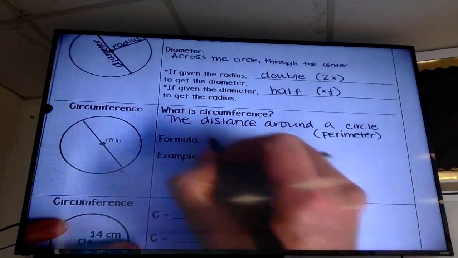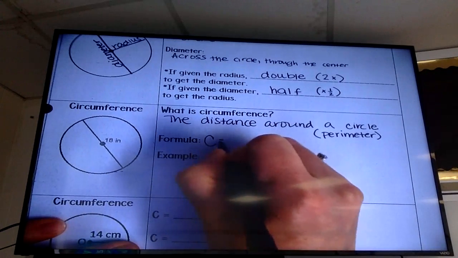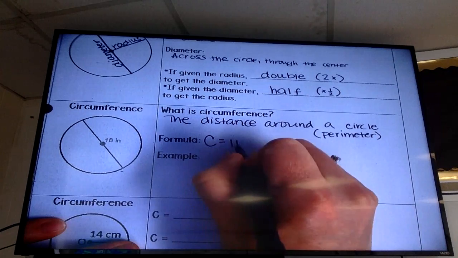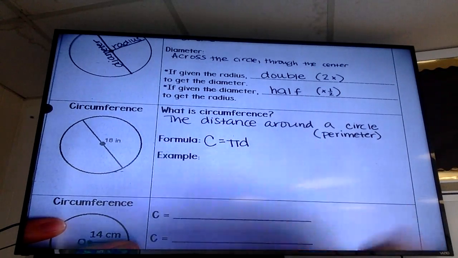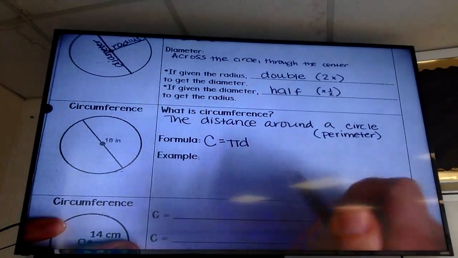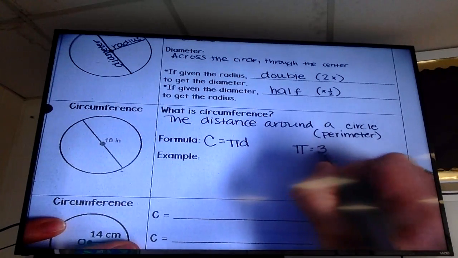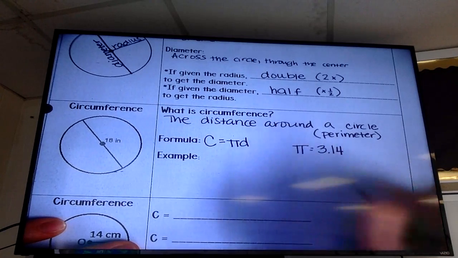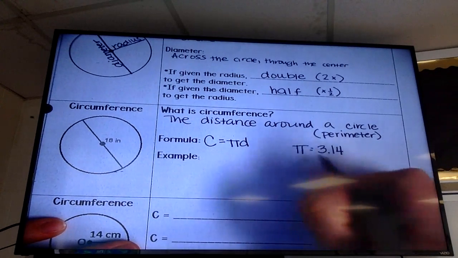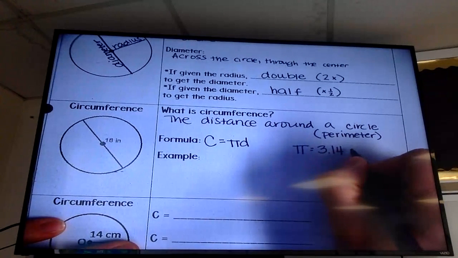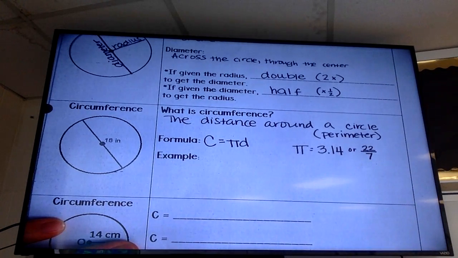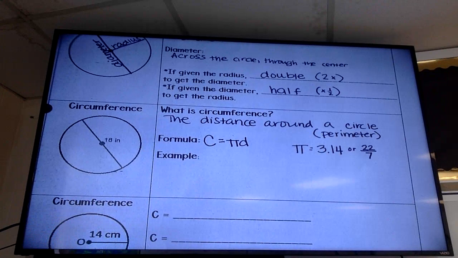And the formula for circumference is, we're going to write C equals pi times diameter. Okay, so pi can have 2 different values. Most of the time we will use 3.14. And if it doesn't say in the directions, it is safe to use 3.14. Sometimes we'll use the fraction 22 sevenths, but not very often. But I want you to know that you could actually find diameter or circumference using that also.